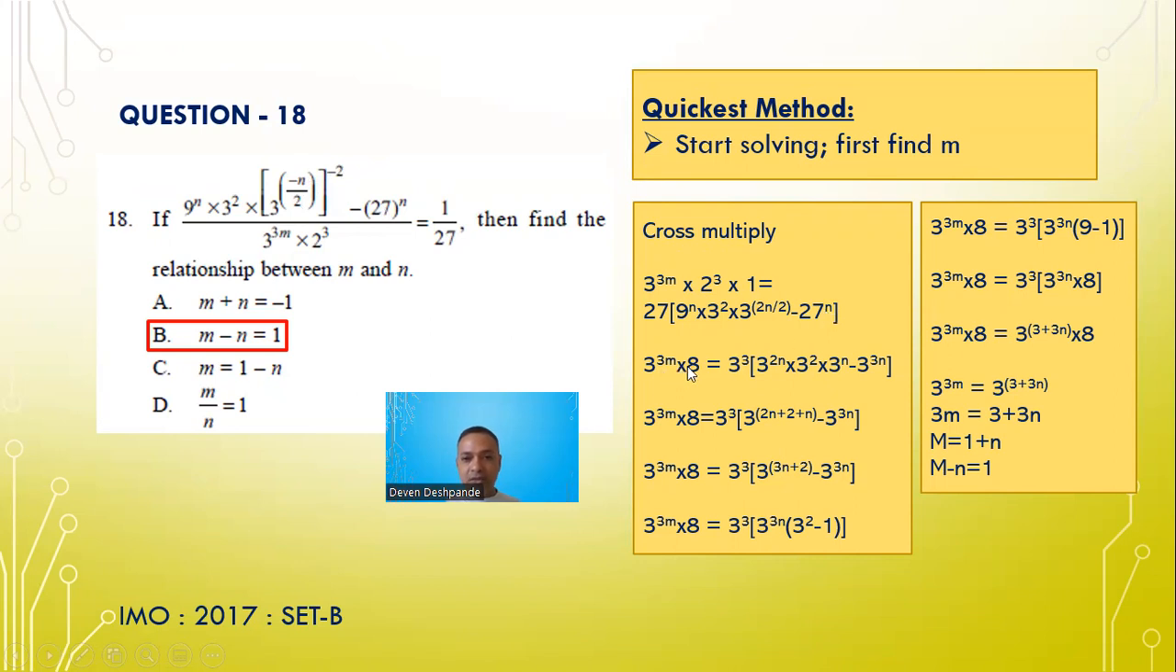So 3 raised to 3m into 2 raised to 3. What is 2 raised to 3? It is 8. Equal to, anything into 1 is the same number, is equal to, what is 27? 27 is 3 raised to 3.